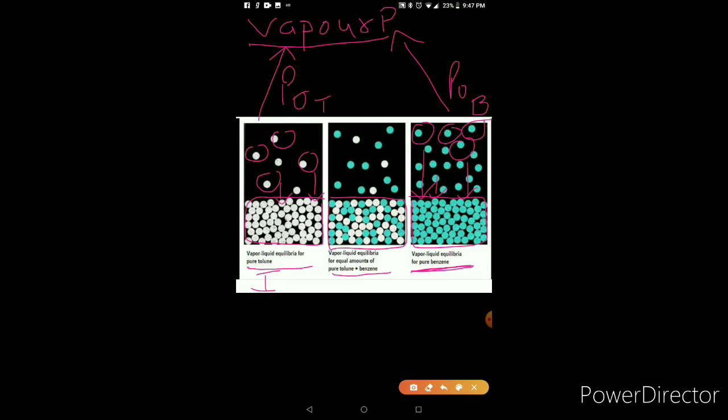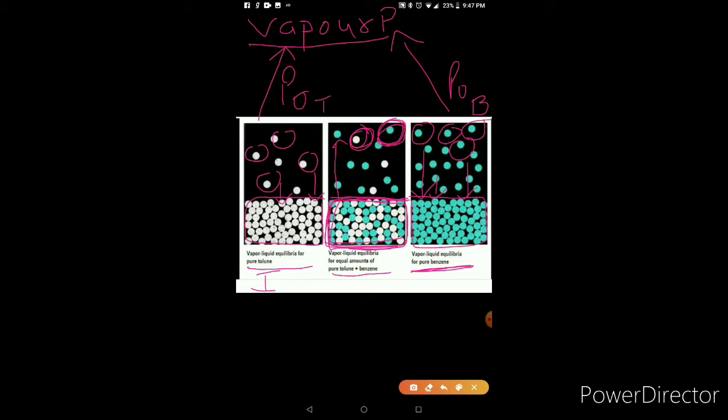Now, if both are volatile miscible liquids, both are volatile, both can be mixed together, and they do not react with each other, then when they are mixed, obviously benzene will also evaporate and toluene will also evaporate. So we see both components. If in the liquid phase benzene is more, in the vapor phase also you will find more benzene. If in the liquid phase toluene is more, then in the vapor phase you will find more toluene. Here in this example we have more benzene in the liquid phase, that is the blue dots. That is why in the vapor phase we find more of the blue dots.